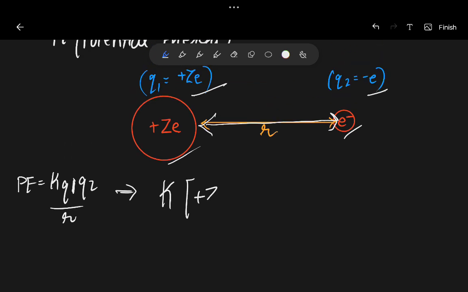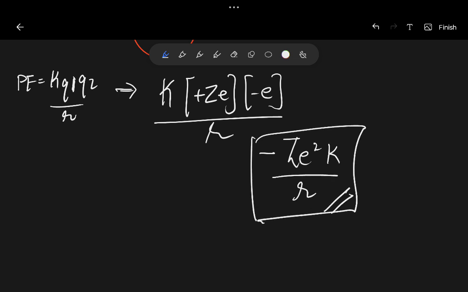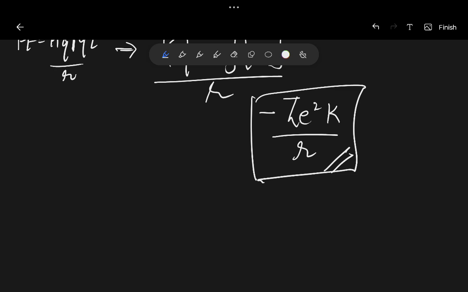Now you can just put K, and what is Q1 here? It is plus Ze, and what is Q2 here? It is negative e. You're going to write it like this, and now it will be negative Ze square K upon R. So this is the formula for potential energy.